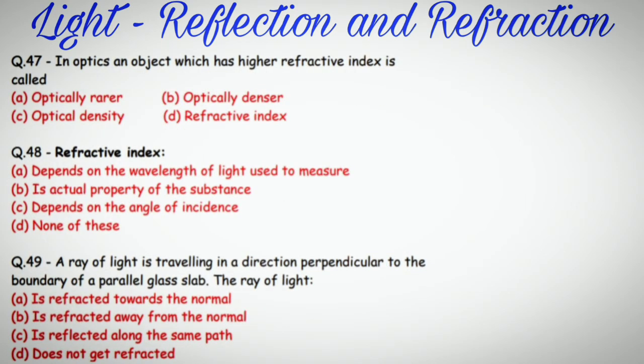Next question comes here. In optics, an object which has higher refractive index is called option A optically rarer, option B optically denser, option C optical density, option D refractive index. And the correct answer is optically denser.